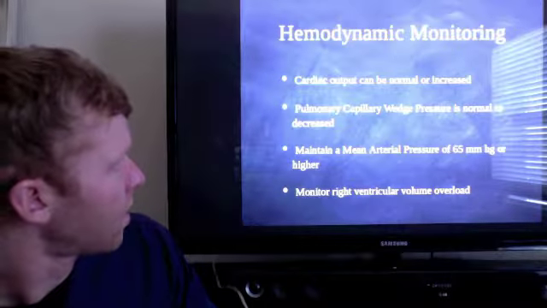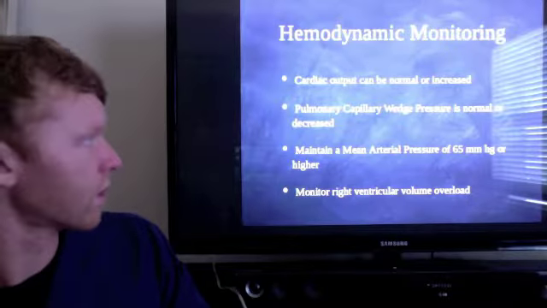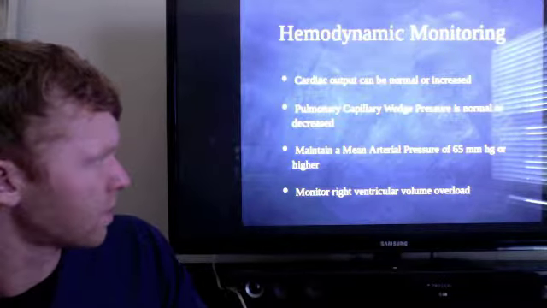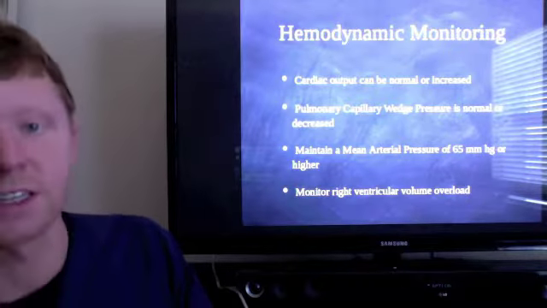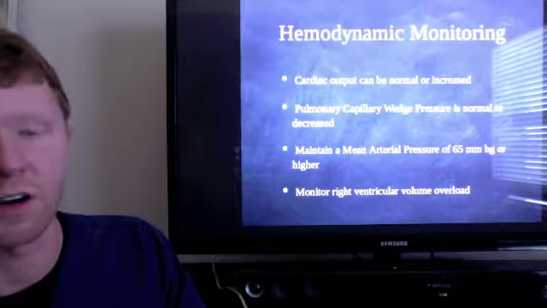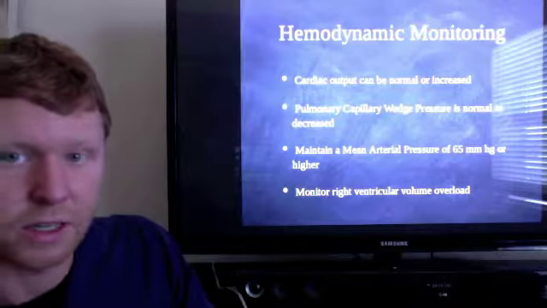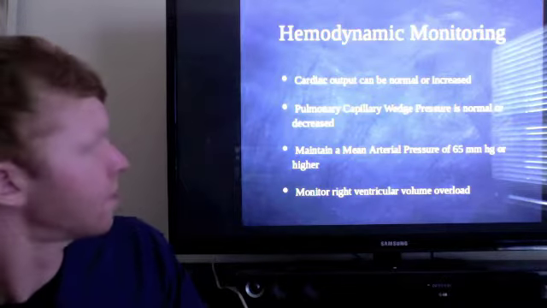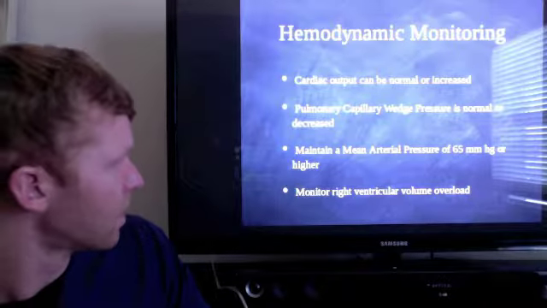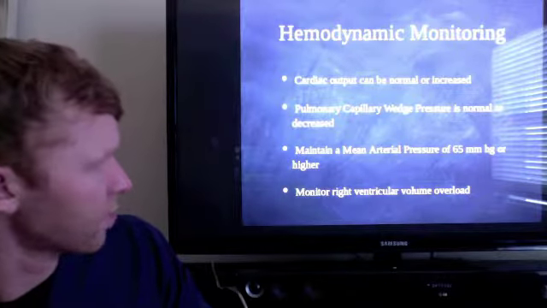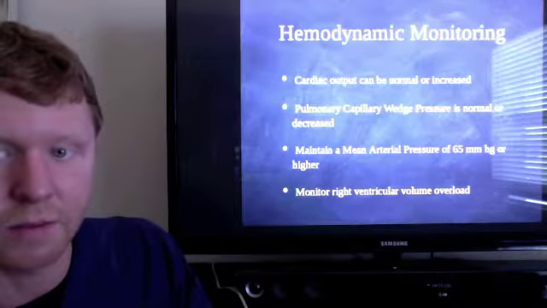So hemodynamic monitoring, the cardiac output can be normal or increased. Pulmonary capillary wedge pressure is normal or decreased. So this is completely different from cardiogenic shock. So the heart can be having a normal output or even increased, and the body still be in shock from those dilated vessels. And vasopressors will be given to the patient to maintain a mean arterial pressure of greater than 65 millimeters of mercury.